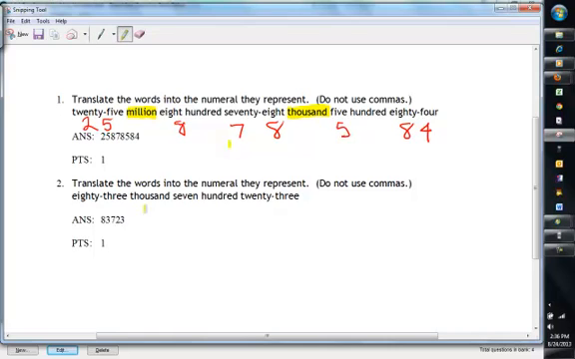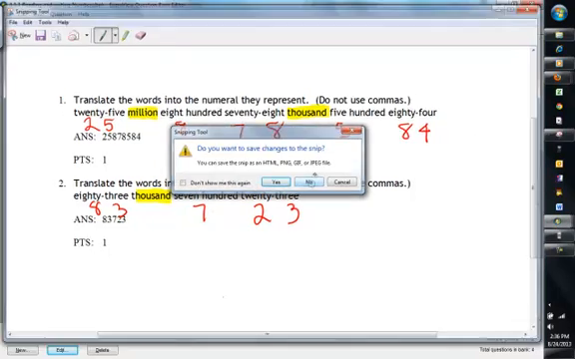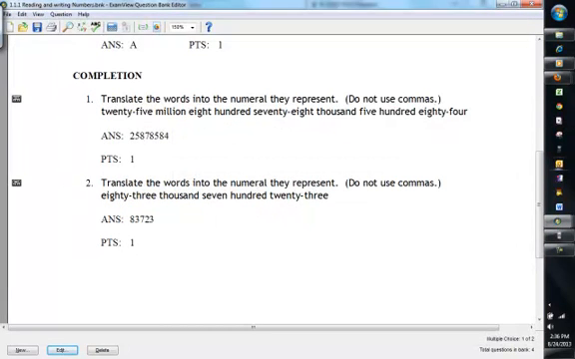Let's do the same thing with the next one. Notice there's only 1 division word here, 1,000. And so we have 8, 3, 7, 2, 3. So that's how you do that first kind of reading and writing numbers.